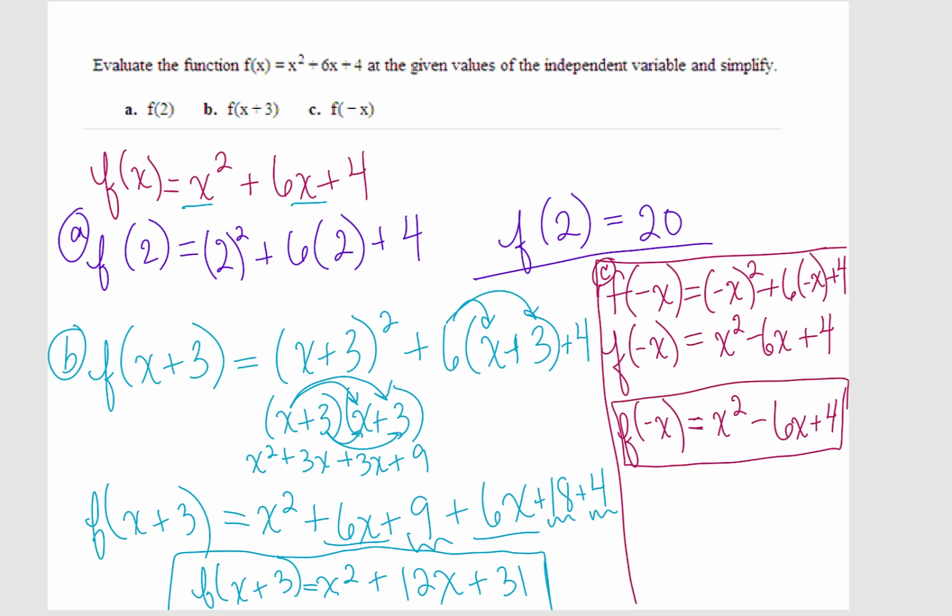So notice that when we had an input that's a constant, so there's no variables involved, our output ends up just being a constant, right? We had an input of 2, we had an output of 20. But when we had a variable still involved in the input, so we put x plus 3, right? That has x in the mix. Our output also had a variable in it, x squared plus 12x plus 31. And same thing when our input was negative x, our output was x squared minus 6x plus 4. So that might be a way for you to check, like, okay, if I had a variable for my input, why do I just have a constant for my output?